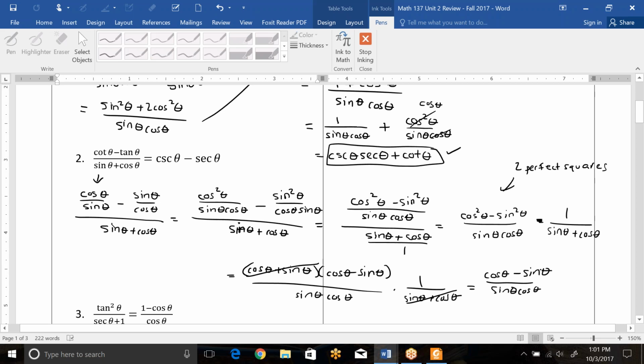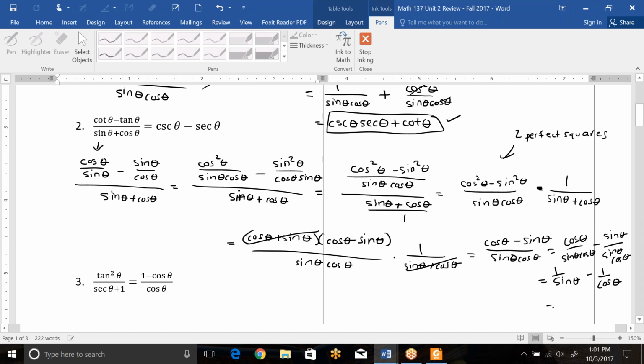Look at your final result. You want cosecant and secant subtracted, so it looks like we need to split this back into two separate fractions: cosine theta over sine theta cosine theta minus sine theta over sine theta cosine theta. If we reduce, this gives me 1 over sine minus 1 over cosine, and that is cosecant theta minus secant theta. So remember, you're just working on one side and trying to make it look like the other.